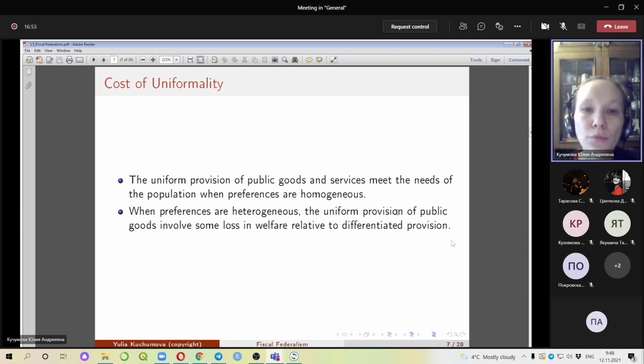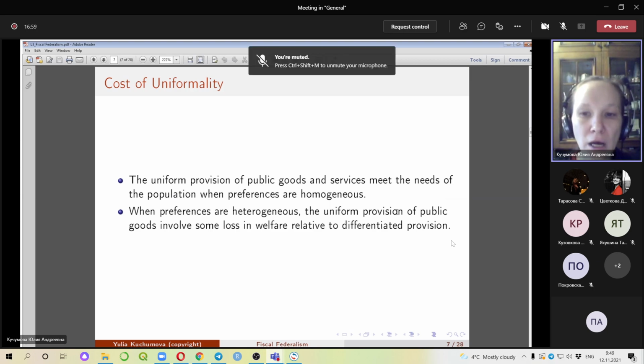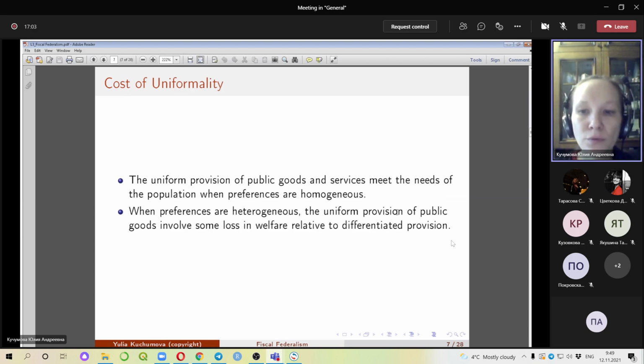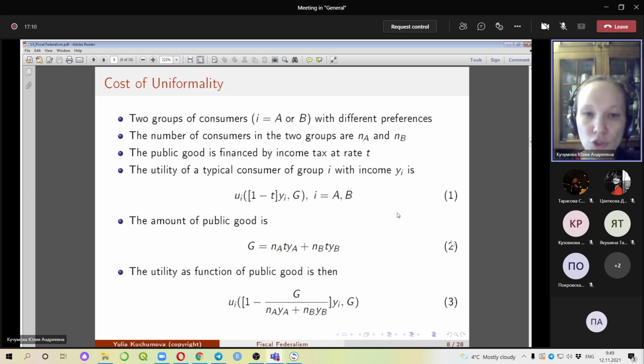So the uniform provision of public goods and services meets the needs of the population when preferences are homogeneous, and when preferences are heterogeneous, the uniform provision of public goods involves some loss in welfare relative to differentiated provision. So here is an example to illustrate that point.